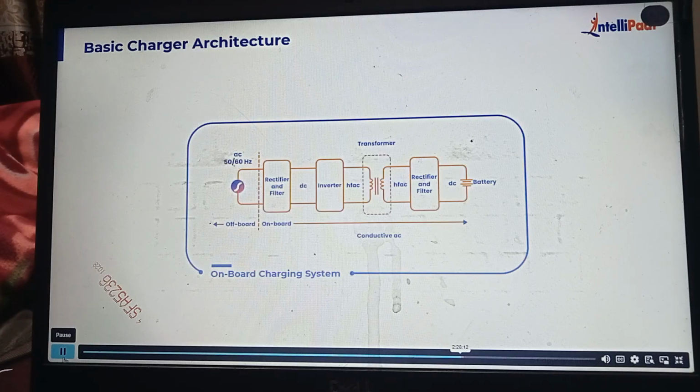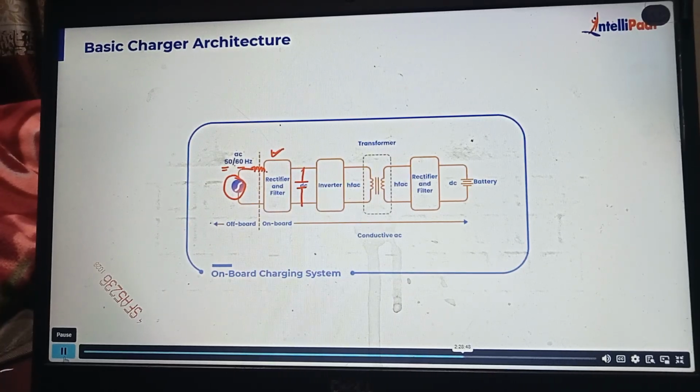Basic structure of a charger. So we have AC, whether you go with AC of 50 hertz or 60 hertz. Accordingly, you have to select the voltage: 110, 120, or 230 volt. Then we have a rectifier and filter. By filter, we are basically talking about the DC bus capacitor, and on the input side we can use an input side inductor filter.